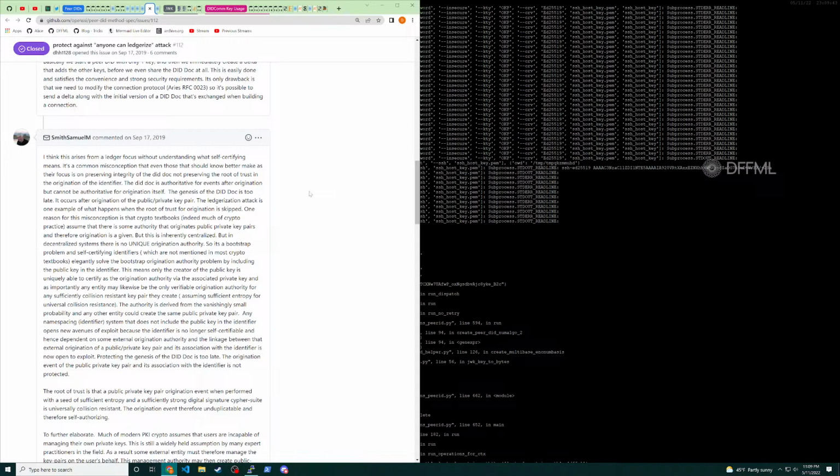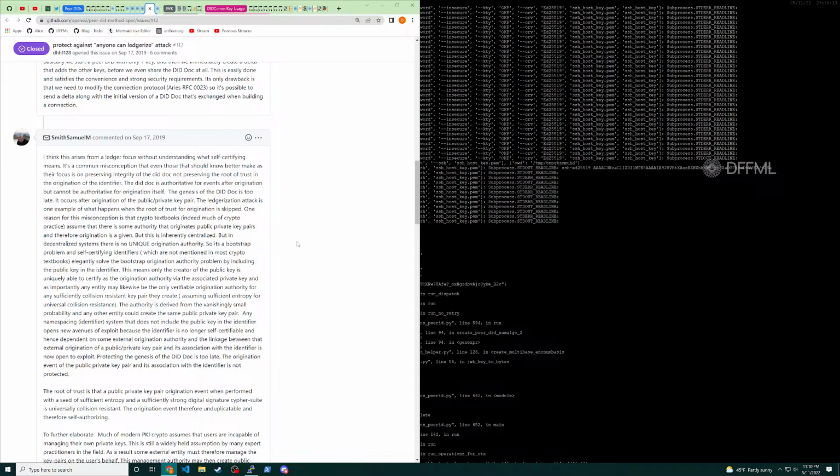Self-certifying identifiers elegantly solve the bootstrap origination authority problem by including the public key in the identifier. This means only the creator of the public key is uniquely able to certify as their origination authority via the associated private key, and importantly, an entity may likewise be the only verifiable origination authority for any sufficiently collision-resistant key pair they create. Assuming sufficient entropy, the authority is derived from a vanishingly small probability of any other entity that could create the same public-private key pair.